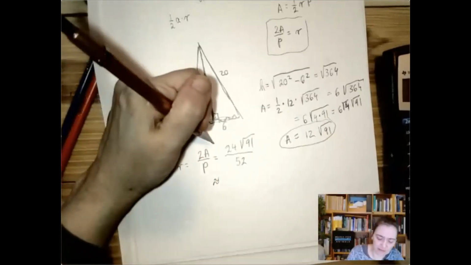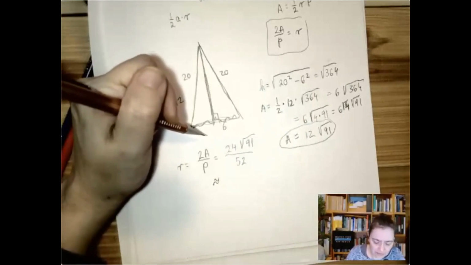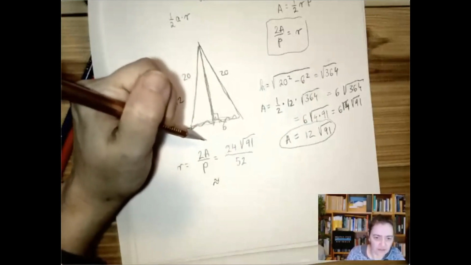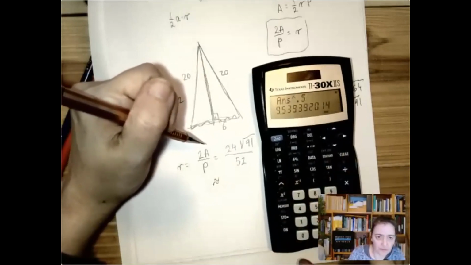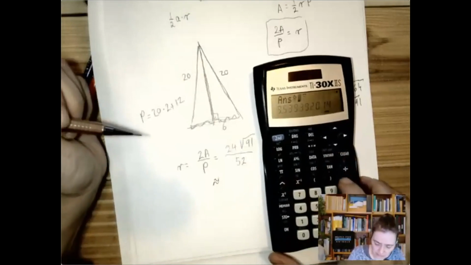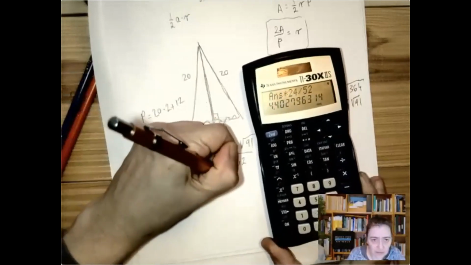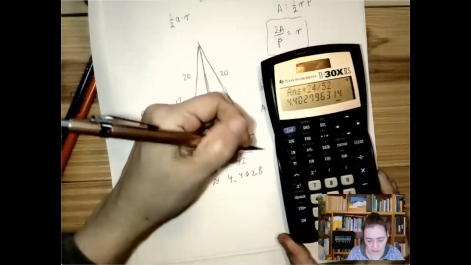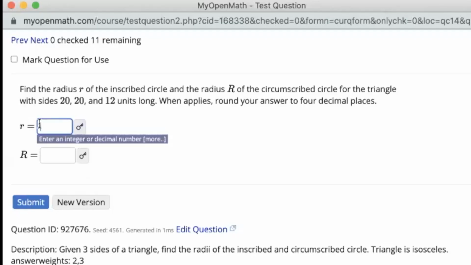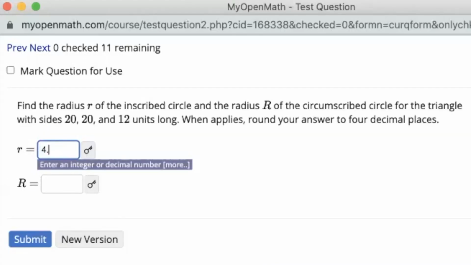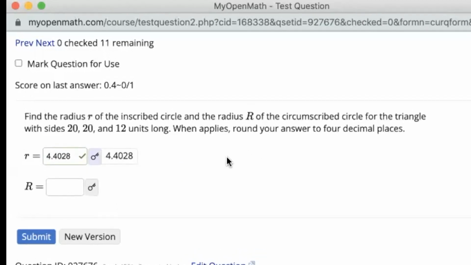And they asked us about the approximate value. But then again, this way, we don't have to clear the calculator and re-enter something irrational. We're going to have it in the calculator to a pretty good precision. So this is now square root of 91 times 24 divided by 52. And that's approximately 4.4028 units. So what we had was 4.4028, and it's right. Okay.